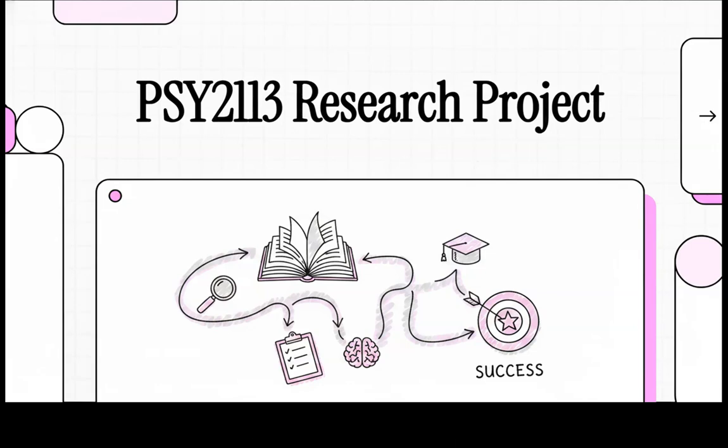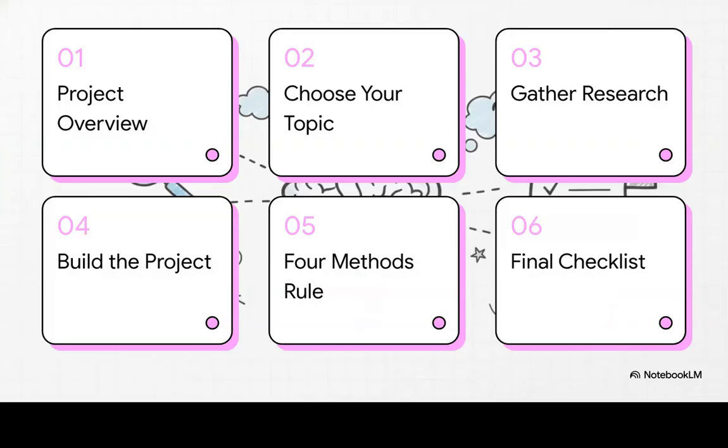So let's get right to it. Here's our game plan for today. We'll start with the project overview, then hit Step 1, choose your topic, Step 2, gather the research, and Step 3, build the project. After that, we're going to talk about a crucial rule, 4 methods, and finish up with a final checklist and submission.